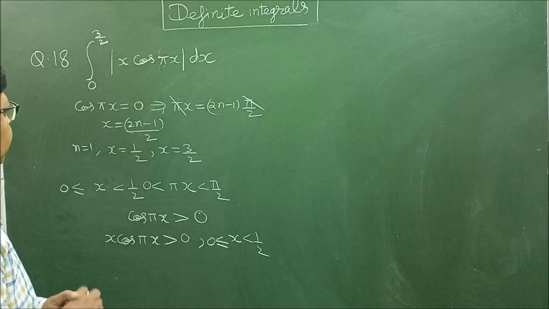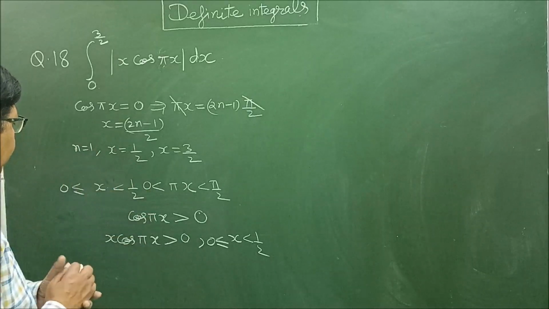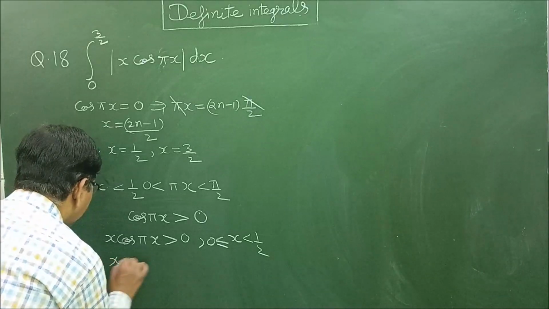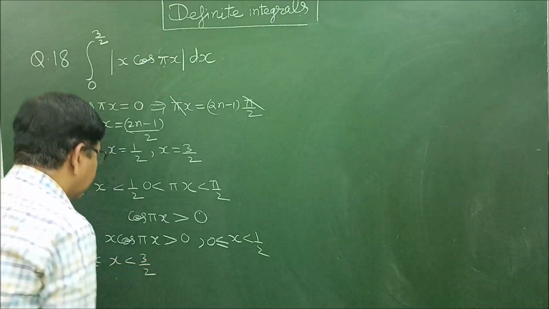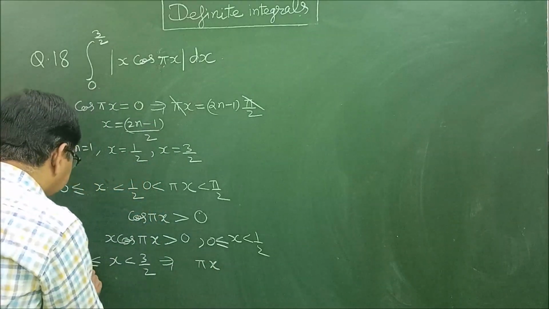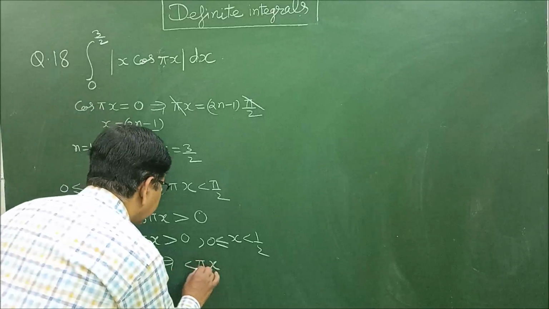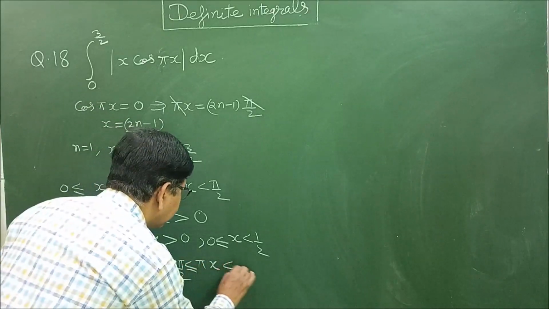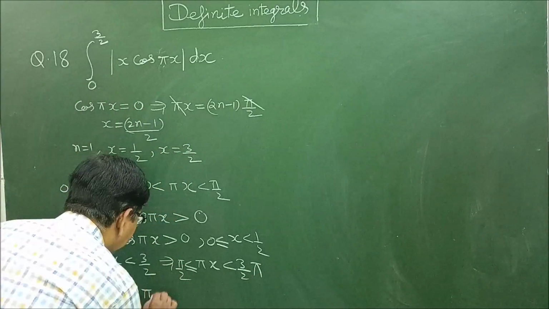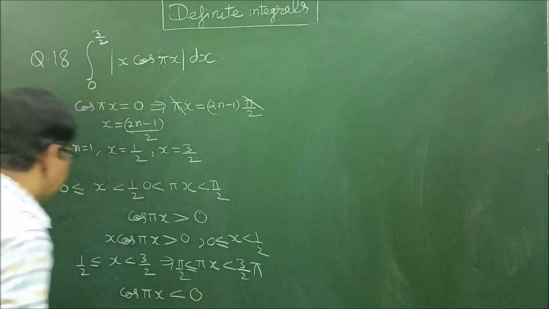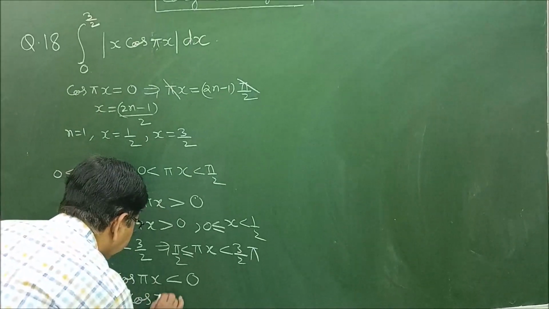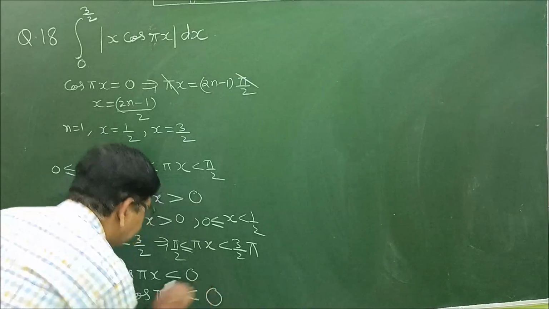Now between 1 by 2 and 3 by 2, what happens? Let us check that. If the value of x is between 1 by 2 and 3 by 2, then the angle pi x lies between pi by 2 and 3 pi by 2, and in this angle range cos will be less than 0, and x is already positive, so positive into negative, x cos pi x will be less than 0.